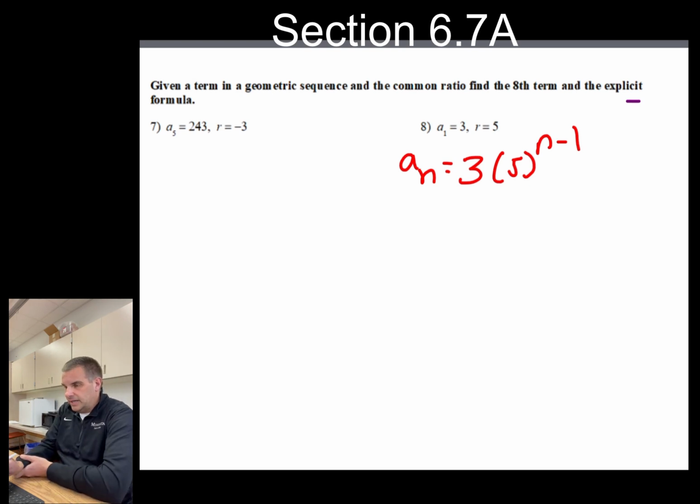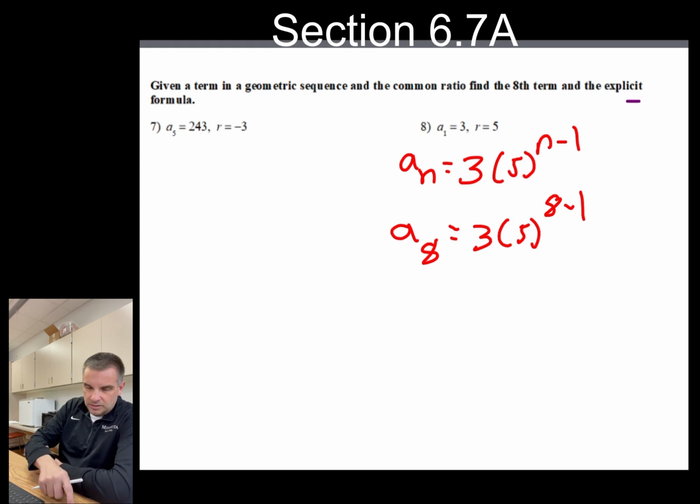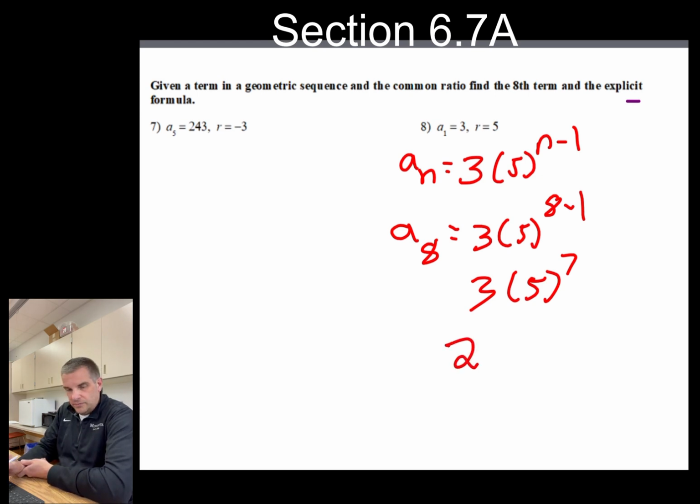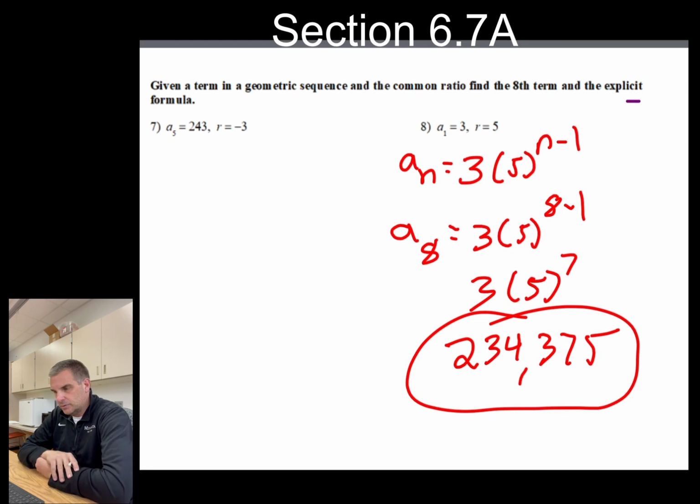Now if we want to find the 8th term like they ask, that's going to be 3 times 5 to the 8 minus 1. And again, it's minus 1 because we want the 8th term. So 5 raised to the 7th. And you get big numbers in this, a lot. 234,375 should be what you got for a solution. Okay.